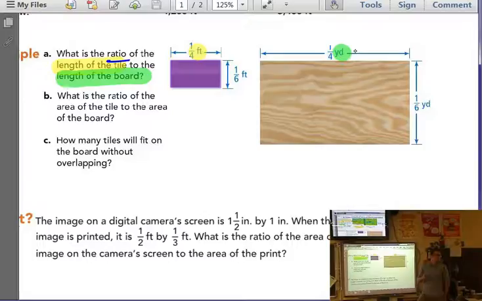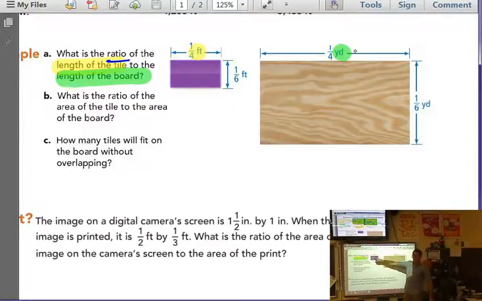Is it easier to go to the bigger units with less numbers or to the smaller units with more of them? So should I turn my feet into yards or should I turn my yards into feet?